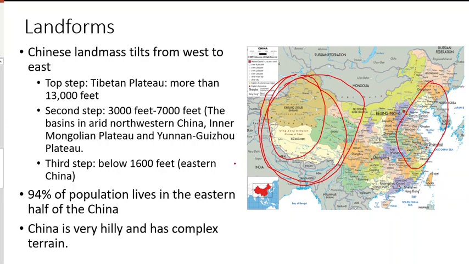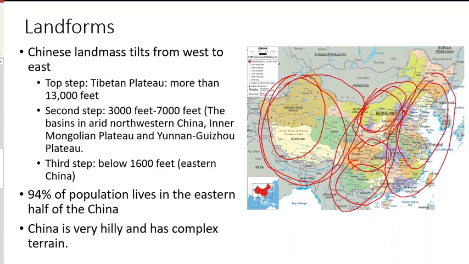The second step is between 3,000 feet and 7,000 feet. That includes northwestern China and also the Inner Mongolian plateau, which is here, and the Yunnan and Guizhou plateau, and also Chengdu and Chongqing. So this is the second step. And the third step is the area below 1,600 feet, which is this area, and actually that's where we're going to visit during this trip.